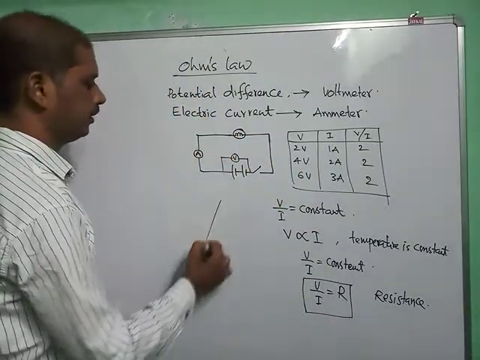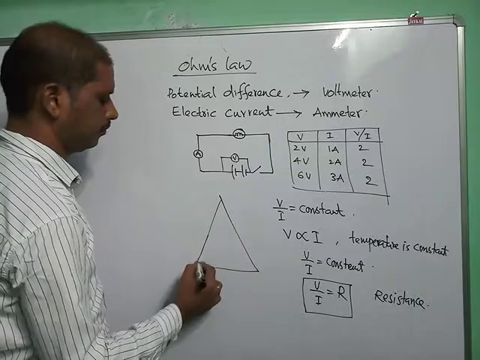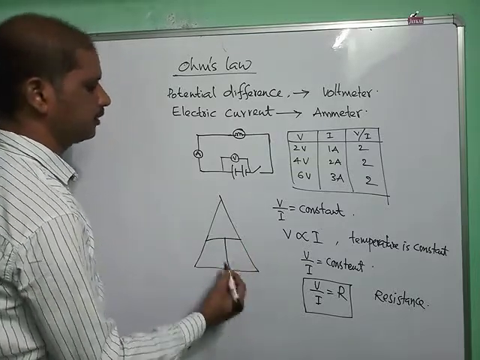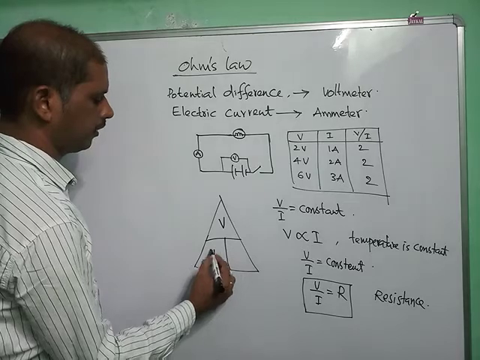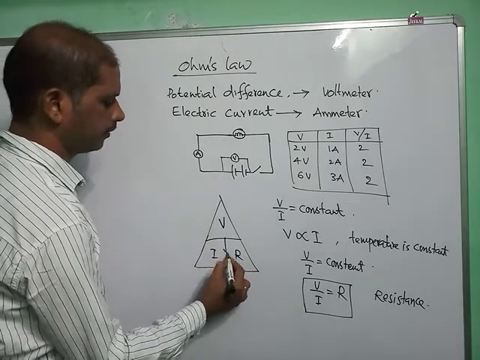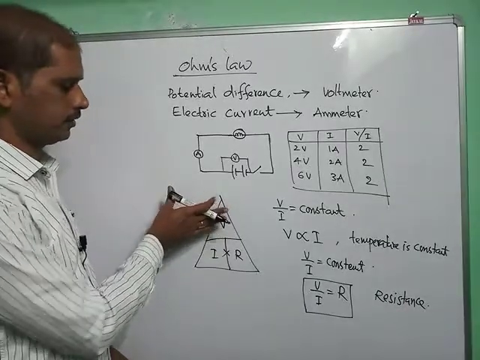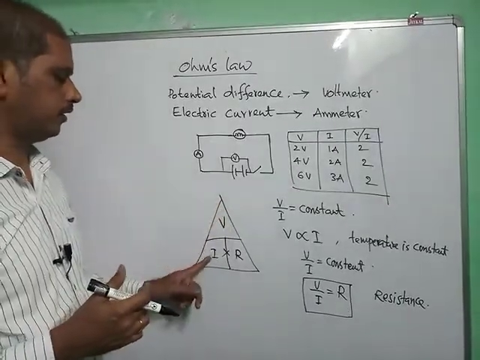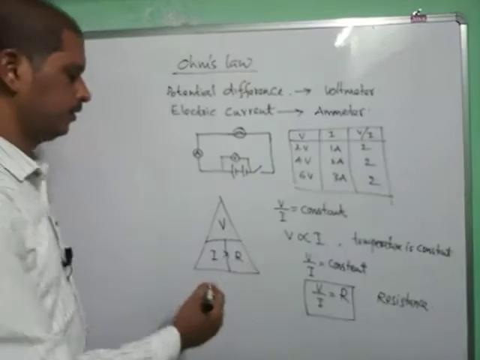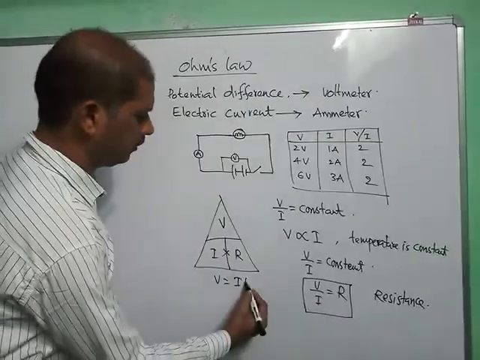To remember that, we can consider a magic triangle. In the magic triangle, you divide it like this. You write V here, I here, and R here. Simply make a cross here. If you want V, you have to close that. V means potential difference. If you want V, I into R is the formula. So V is equal to I into R.